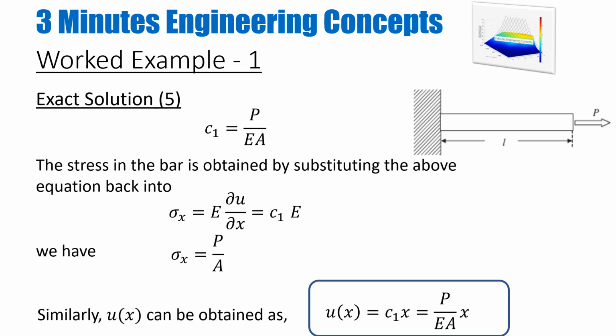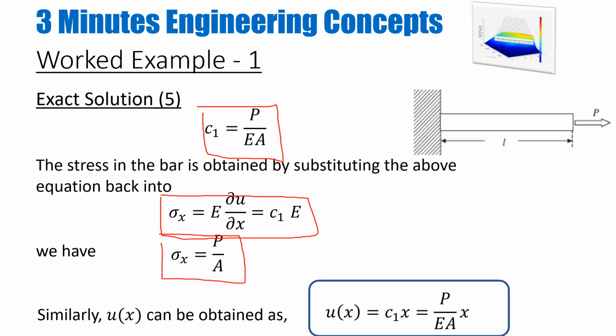So my C1, as you know, is given by this relationship here. I substitute this value in my sigma x relationship. So my stress in the bar will be P over A. So it's independent of the location. If I'm here or here or here, it's a uniformly stressed bar, and it will have a stress value of P over A, which is very much the reality in this simple example.